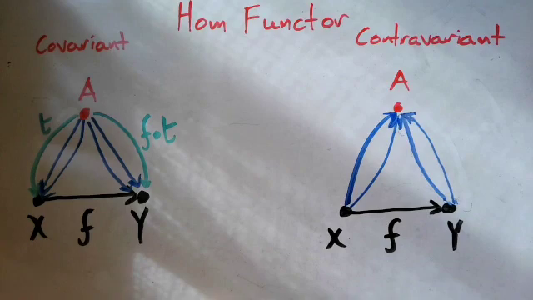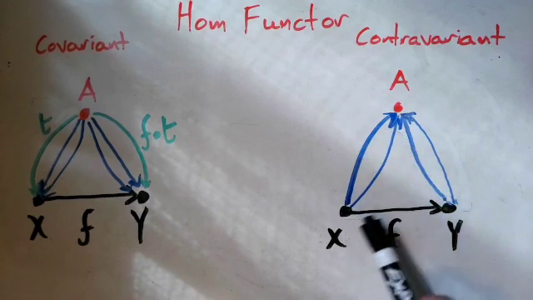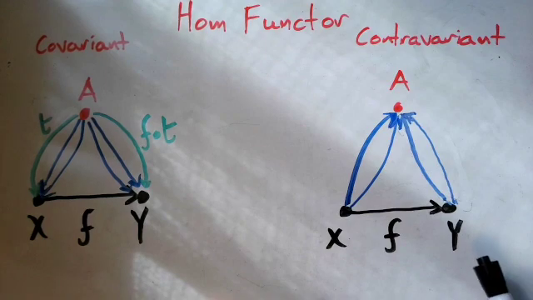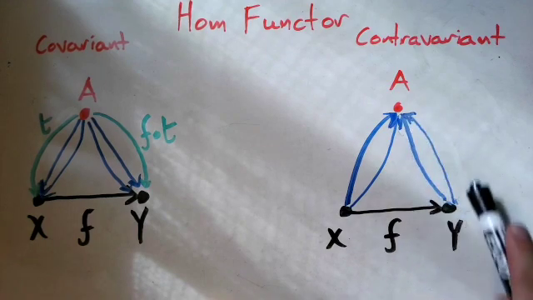On the other hand, in the contravariant case, the arrows go the other way, so this object X will get mapped to this home set going from X to A, and this object Y will get mapped to this home set going from Y to A.